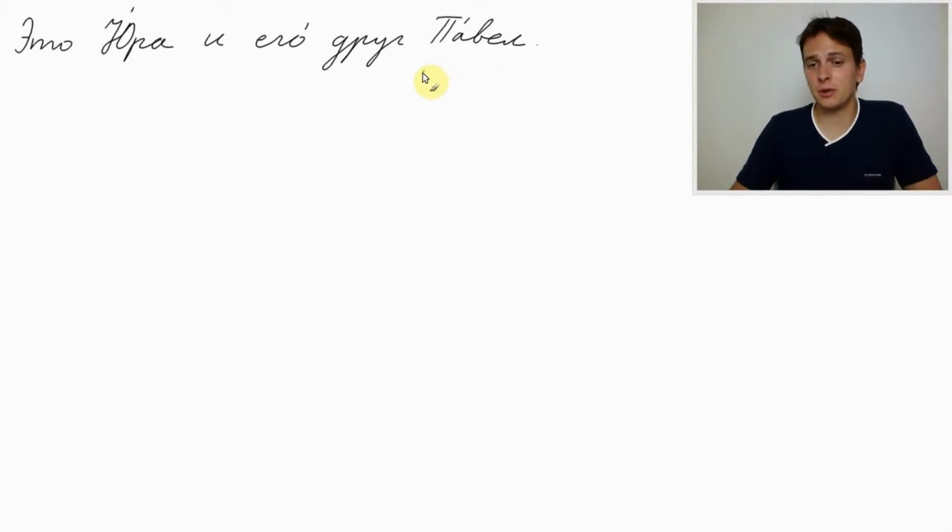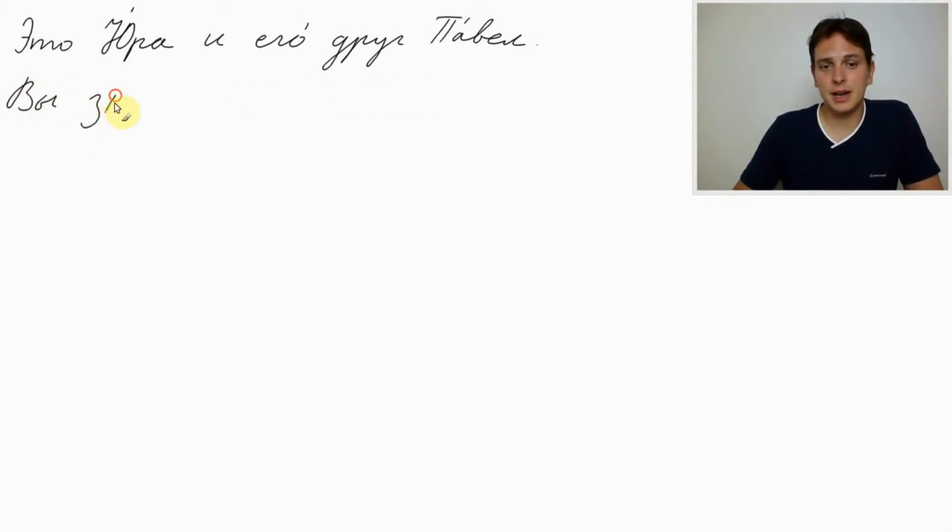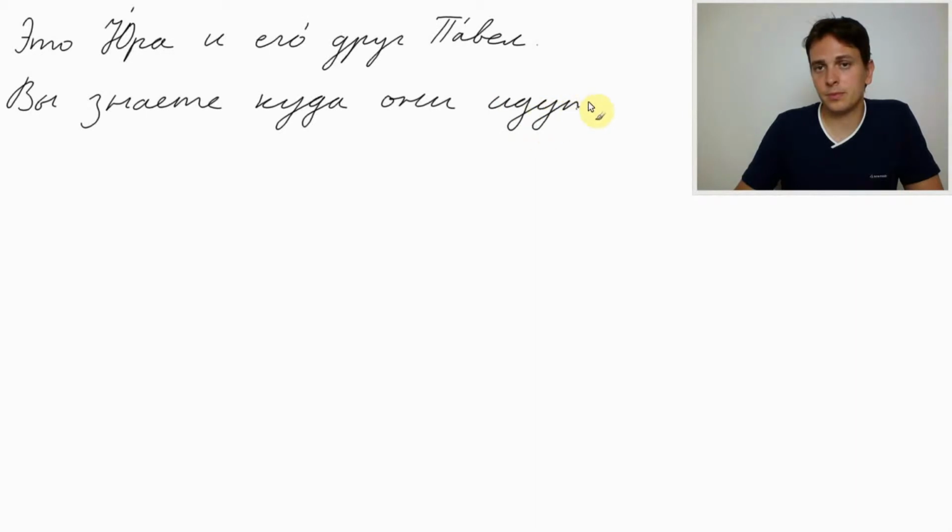Do you know where they are going? Вы знаете, куда они идут? Куда они идут? With the emphasis on А, on И, and on У. Куда они идут? And in знаете on А. Вы знаете, куда они идут.